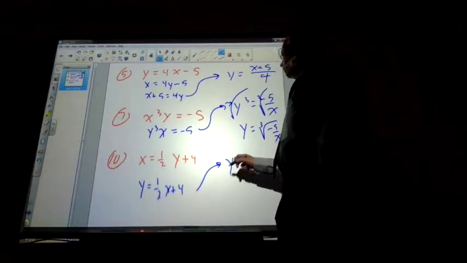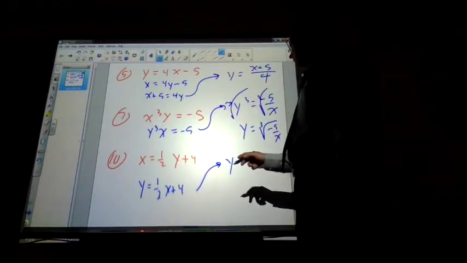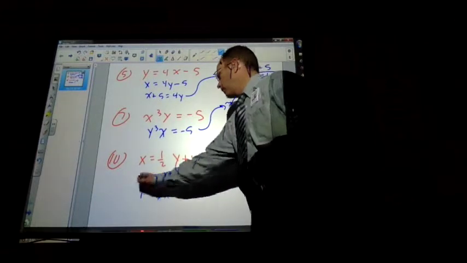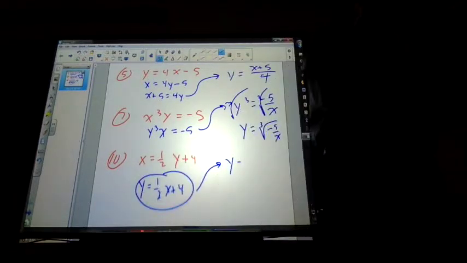You flip-flop x and y, and you automatically get the inverse because you just solve for y. So that's up to number 10. And then we had 17 through 31 odd.